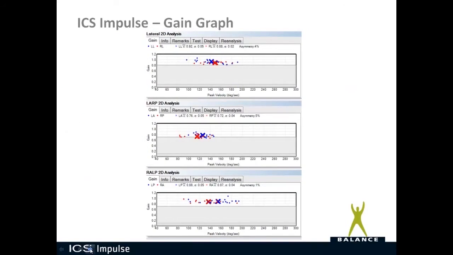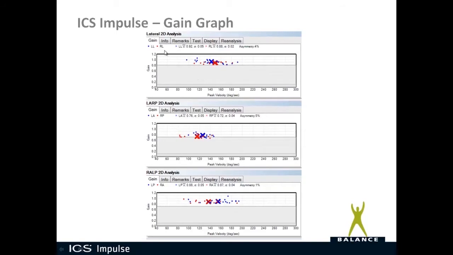The gain graph, so you're going to have three gain graphs, one for lateral, one for LARP, which is left anterior, right posterior, and one for RALP, right anterior, left posterior. If the gain is in the white, it's within normal limits. If it's in the gray, it's abnormal, and the dark gray is bilateral loss at the bottom.